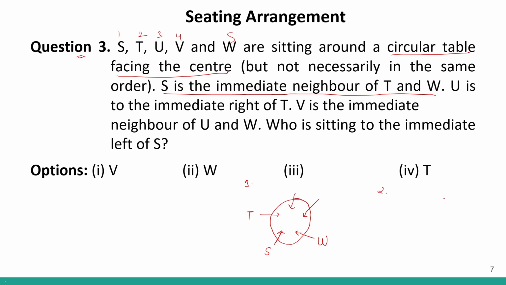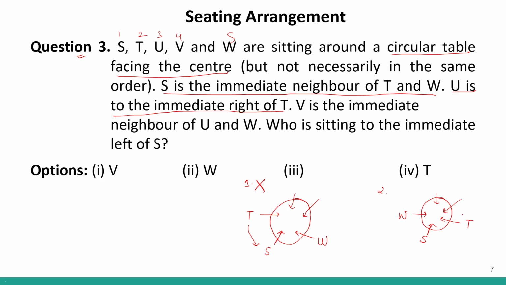The second possibility is, let's say there are 5 people facing the center. 1, 2, 3, 4 and 5. And if my S is over here, W is over here and T is here. This is the second possibility because we don't know whether W is to the right of S or T is to the right of S. Clear? Now, it is given to us that U is to the immediate right of T. In possibility number 1, immediate right of T will be over here, and over here we already have S. So can we place U? Therefore, this is incorrect.